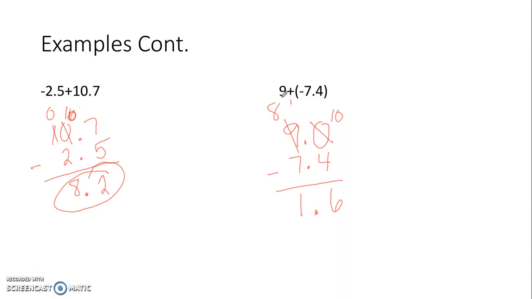So this time 9 and 7.4, which one's bigger? 9, so it is positive again. Alright, so I hope that makes sense to you. We're going to be doing lots more examples in class though, so don't worry.